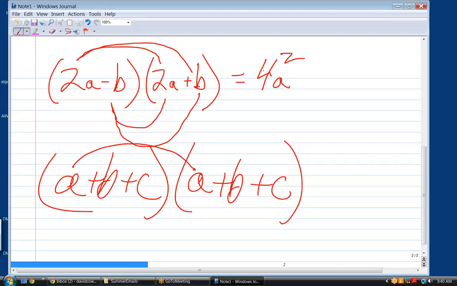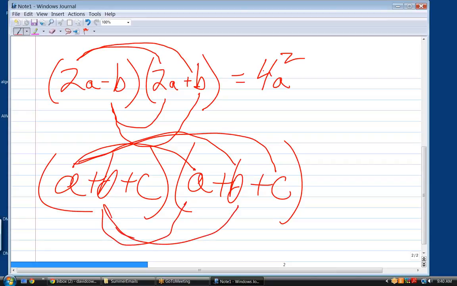I'm going to do that one there, and I'm going to do that one there, and I'm going to do that one there. And then I'm going to go to the next one. I'm going to do that. And then I'm going to do that, and I'm going to do that. And finally, I'm going to go to the C, and I'm going to do C times A, C times B, C times C. So you see the pattern?